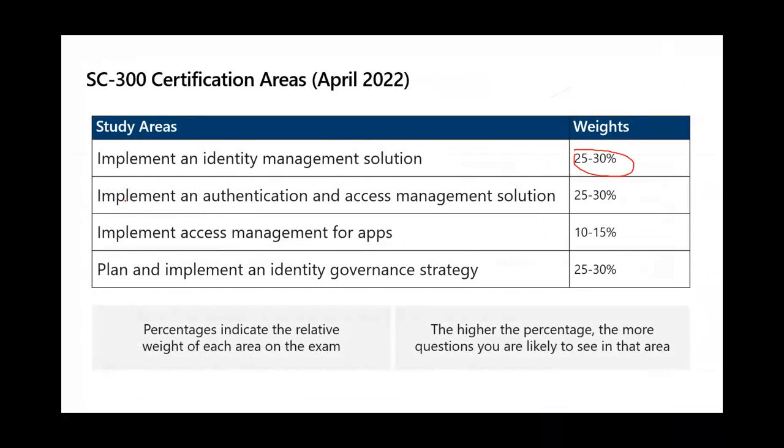The second module is implement an authentication and access management solution. It will also be 25 to 30%, almost the same as all of them except the third one, implement access management for apps, which is between 10 to 15% of your exam. And plan and implement an identity governance strategy is 25 to 30% of your exam.